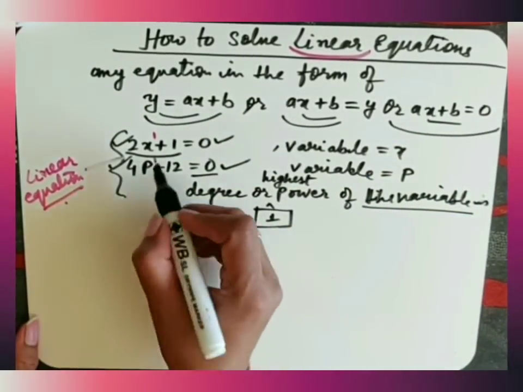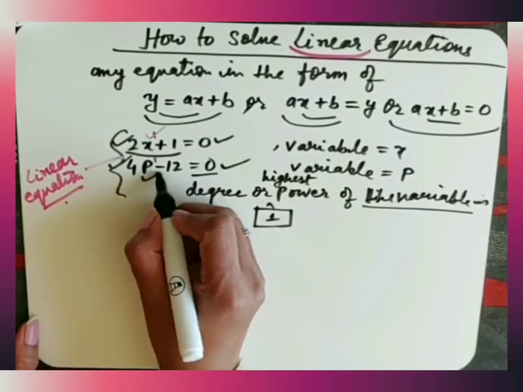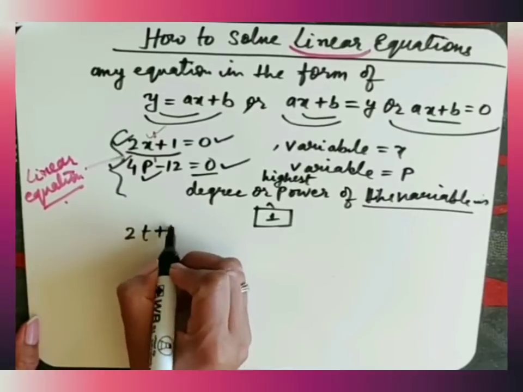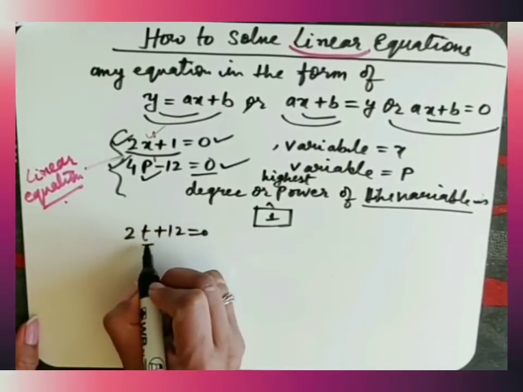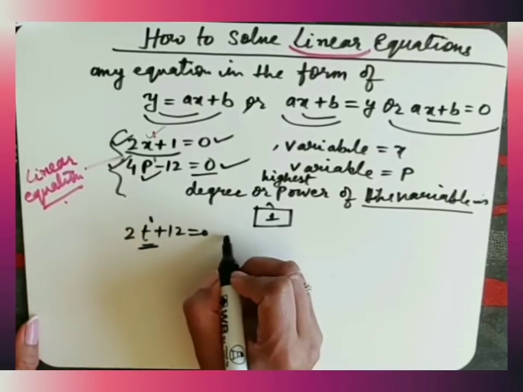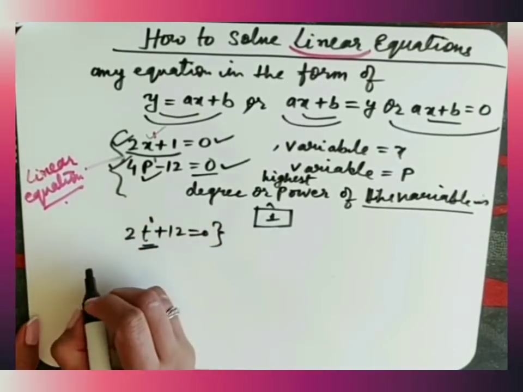Now you understood the power of the variable here, x. You can get any type of equation, maybe 2t plus 12 equal to 0. Here the variable is t, so the highest power of the variable t is 1. So this is also a linear equation.